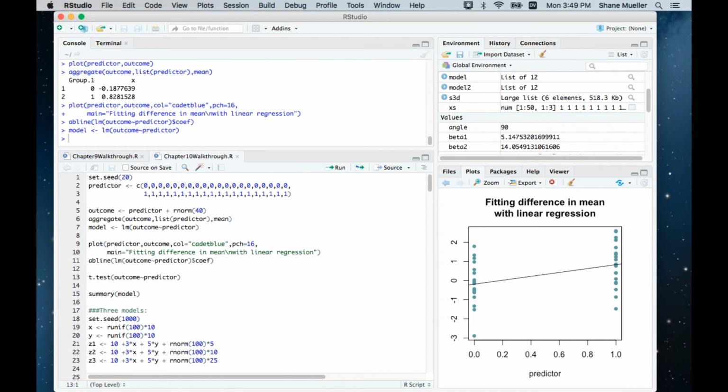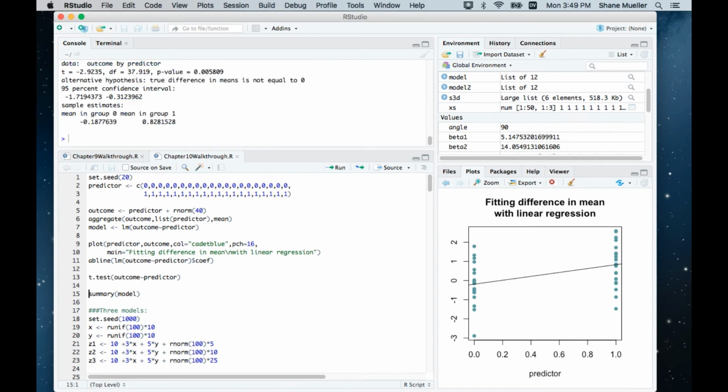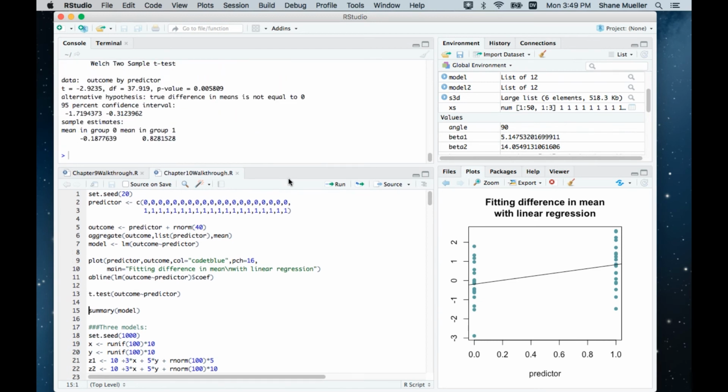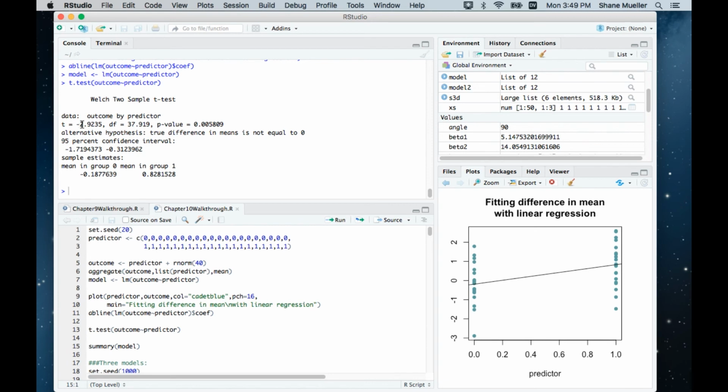Previously, if we wanted to do a null hypothesis inferential test, we would do something like a t-test of outcome tilde predictor, and it would say this is significant: t is equal to 2.9, p is equal to 0.005, degrees of freedom is close to 38, and these are the means, negative 0.187 and plus 0.82.